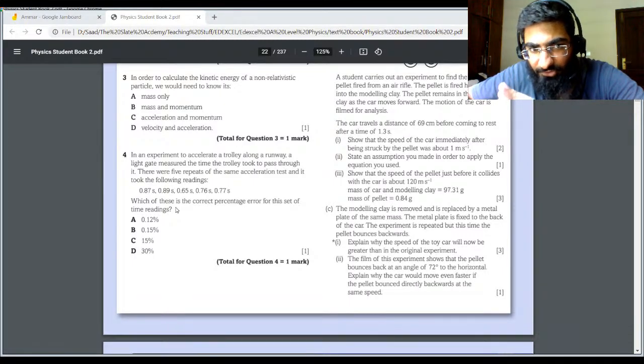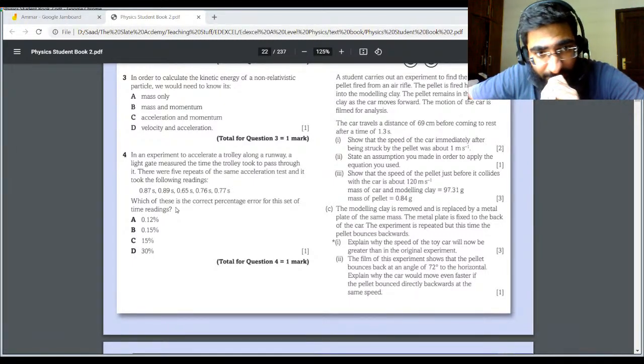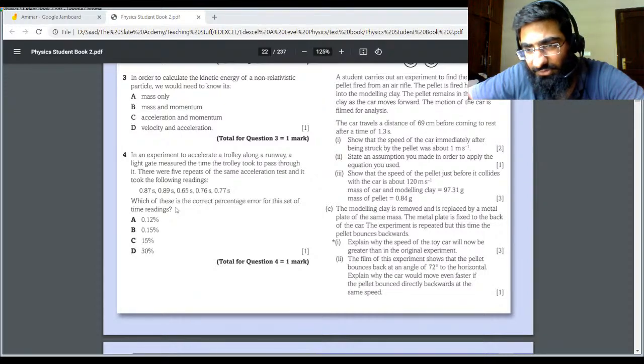You added all these values of time, and then you divide it by 5. You'll have the average. And then into 100, 200 into 100. So you calculated the average and you multiplied the average with 100. What is it? 78.8.